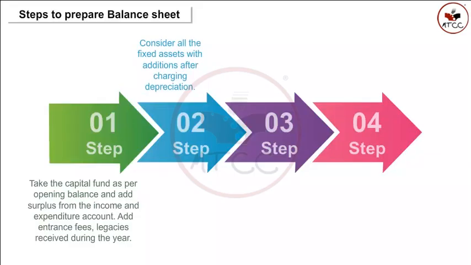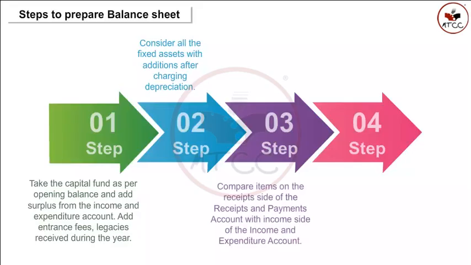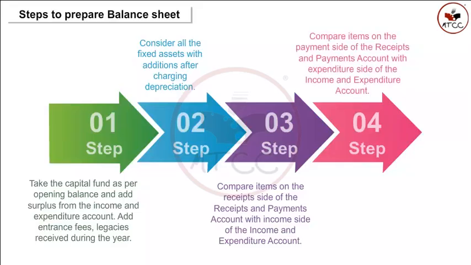Consider all the fixed assets with additions after charging depreciation. Compare items on the receipts side of the receipts and payments account with the income side of the income and expenditure account. Compare items on the payment side of the receipts and payments account with the expenditure side of the income and expenditure account.